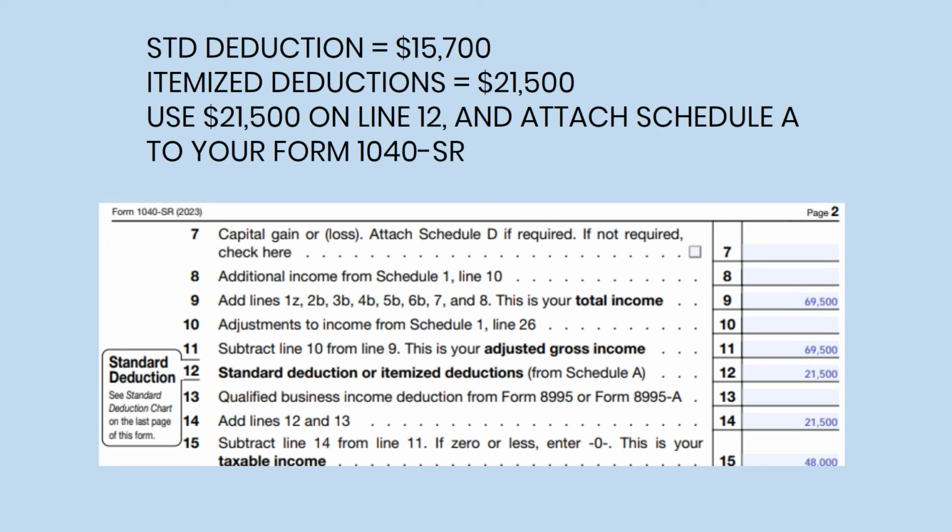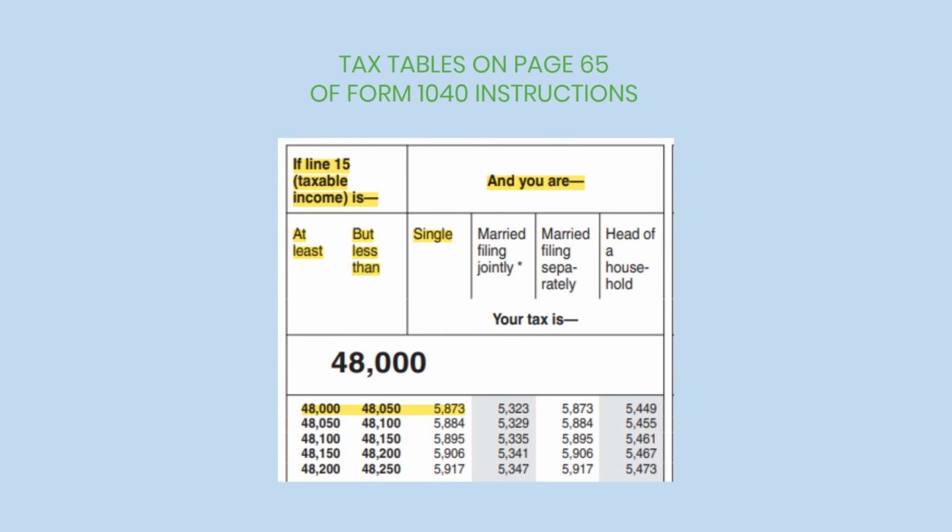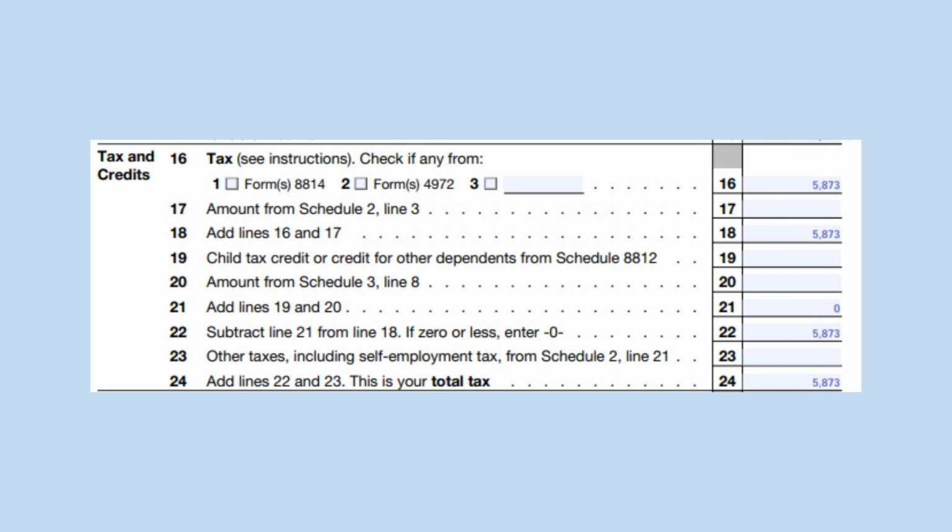Next, we'll calculate your tax using the tax tables that begin on page 65 of the Form 1040 instructions. Since your taxable income is at least $48,000 but less than $48,050 and you're single, your tax will be $5,873. Place an amount on line 16 and carry it down to line 18, 22, and 24, as you don't have any other taxes or credits.